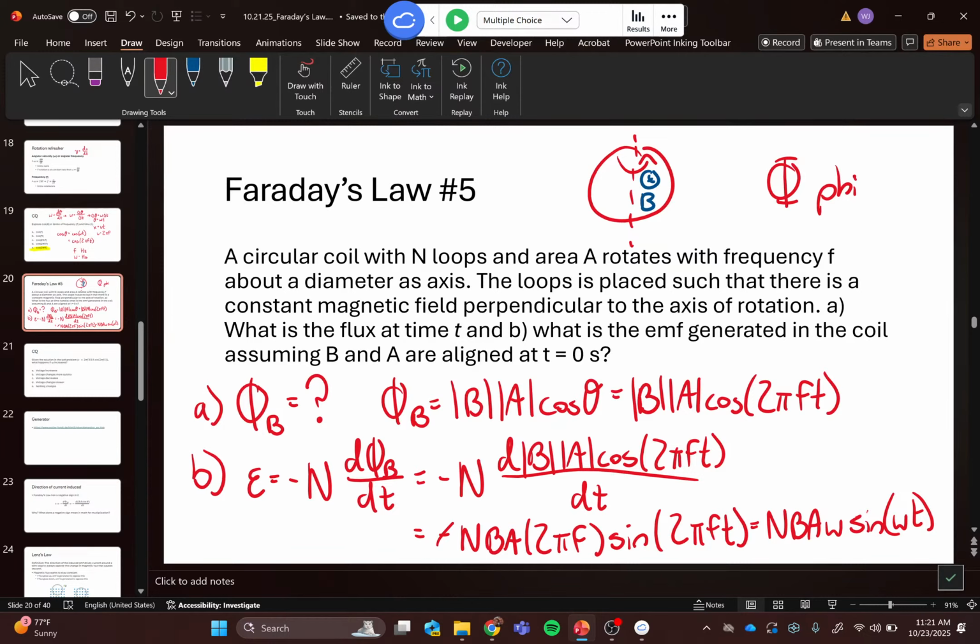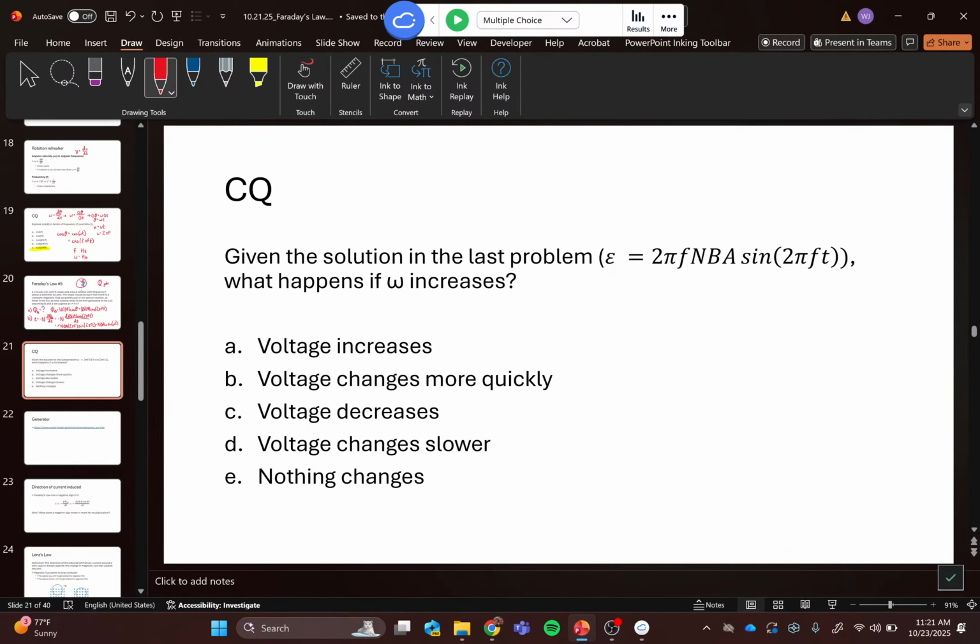Wait, what is that symbol before the D, A? And number of loops. No, it's not like what's that D? On the bottom? This? Yeah. That's a d for derivative. Oh, we're taking the derivative. Oh, right. All right, so that's the answer.